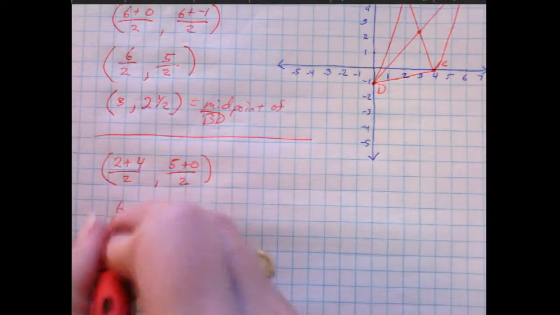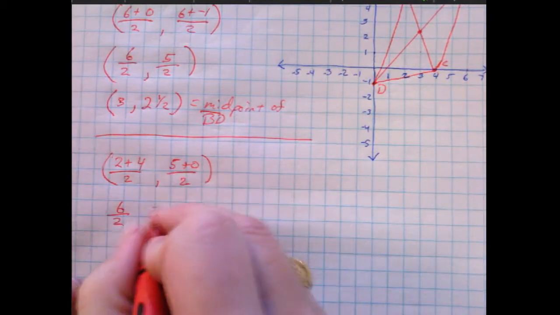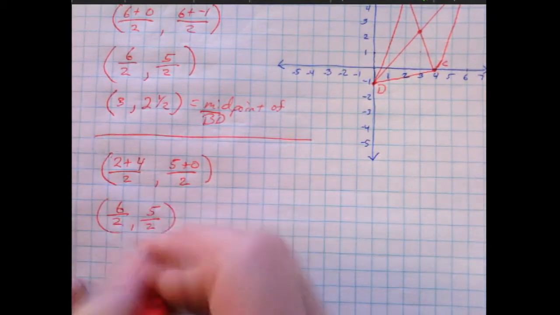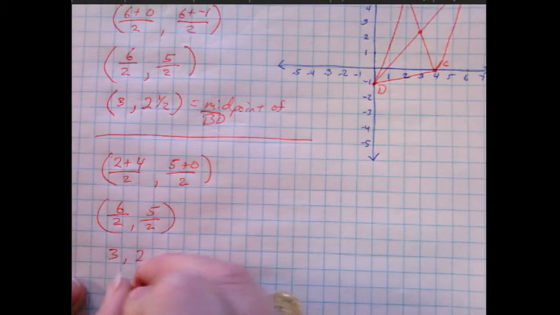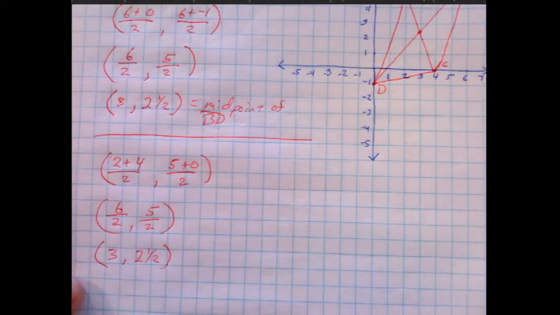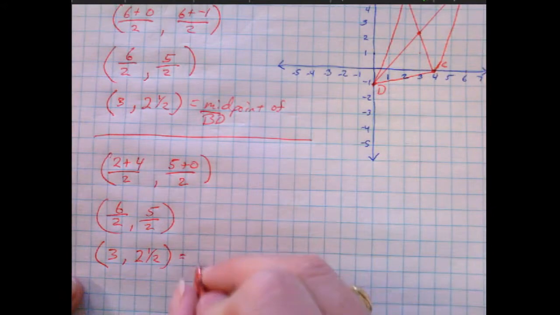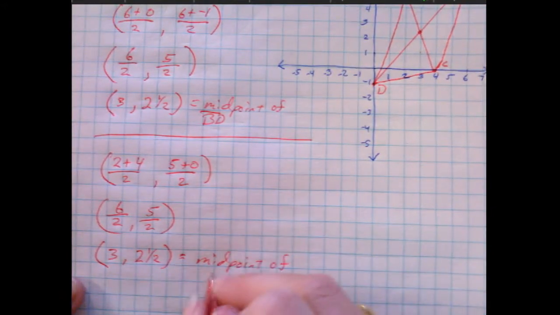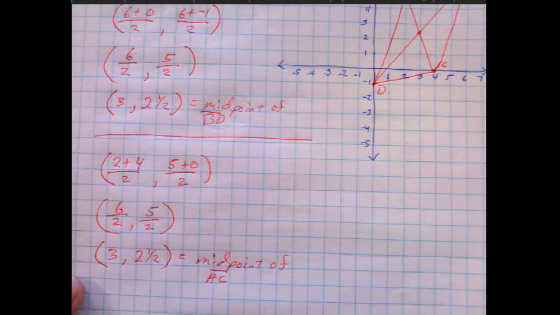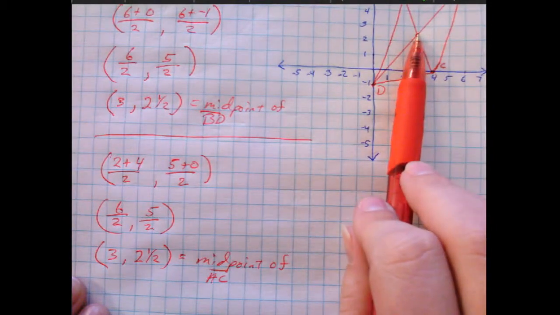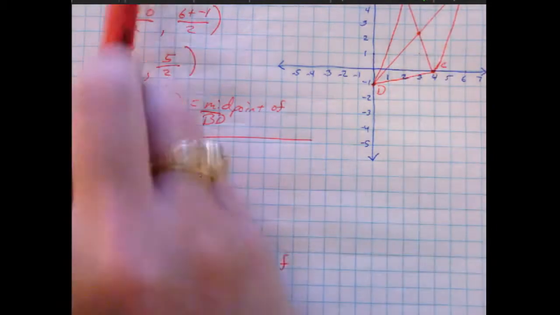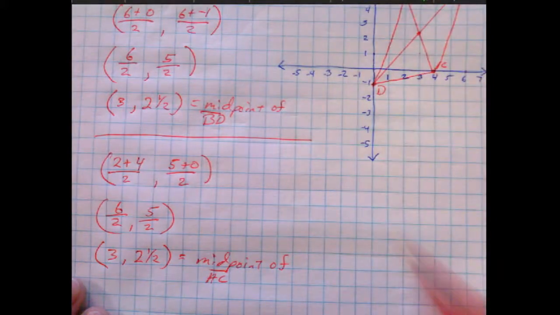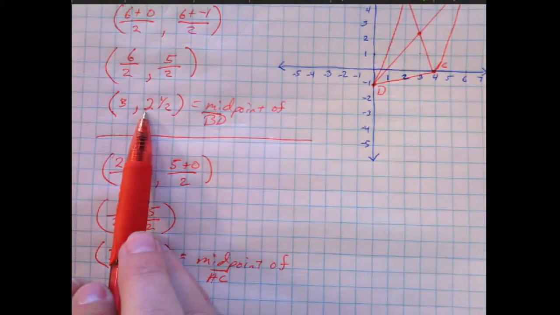Okay, so I'm going to slide down. 2 plus 4 is 6 over 2. 5 plus 0 is 5 over 2. So this is 3 and 2.5. So we come up with the exact same number. This is the midpoint of AC. And we should have the same number, okay, because it's the intersection of the two lines. So it says, what is the coordinates of our intersection? The coordinates are 3, 2.5.